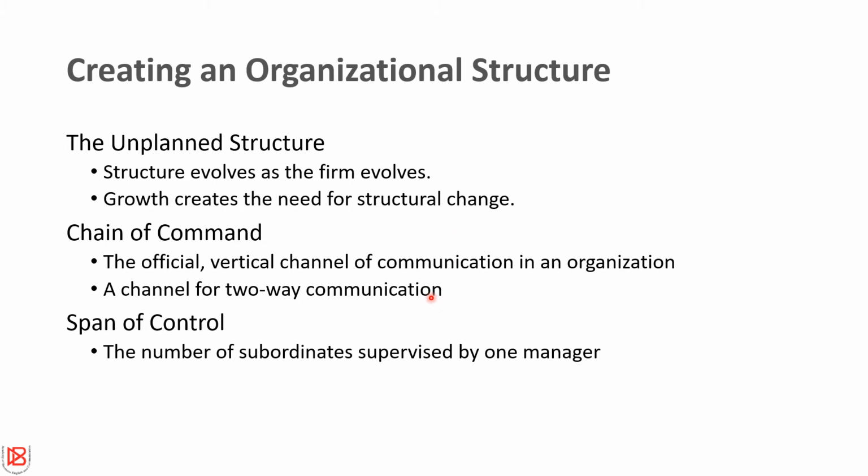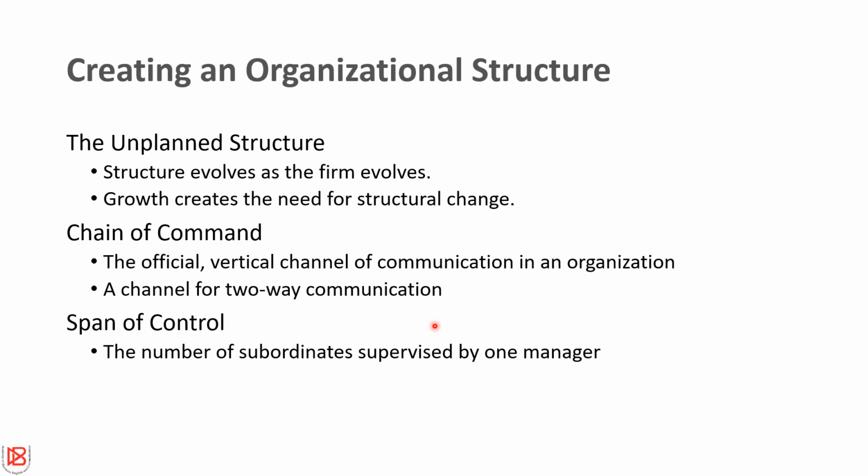The chain of command is very important. It is the official, vertical channel of communication in an organization. A channel, remember, should always be two-way communication. The span of control is the number of subordinates. I again repeat, the number of people reporting to one particular person, or the number of subordinates which can be supervised by a single person.